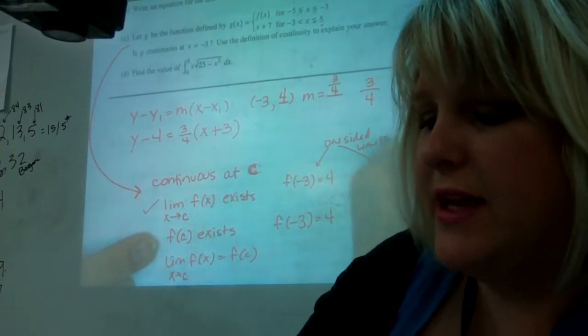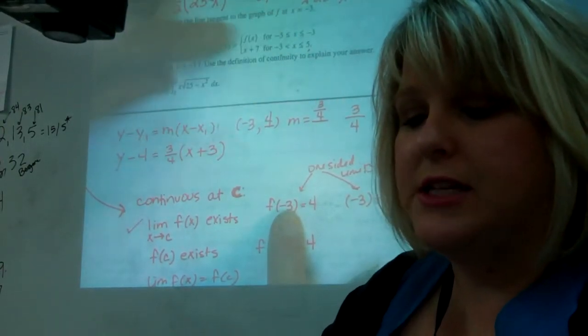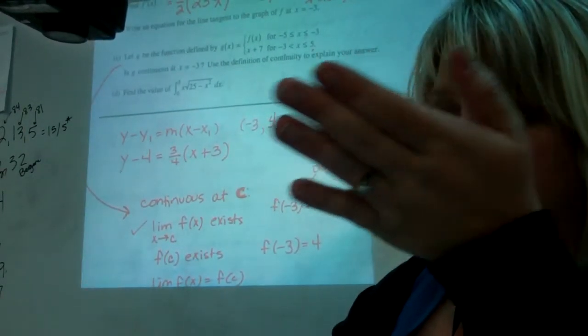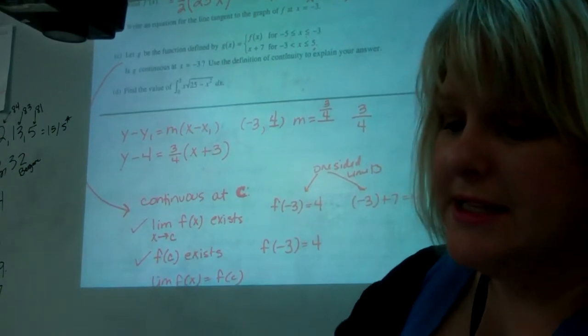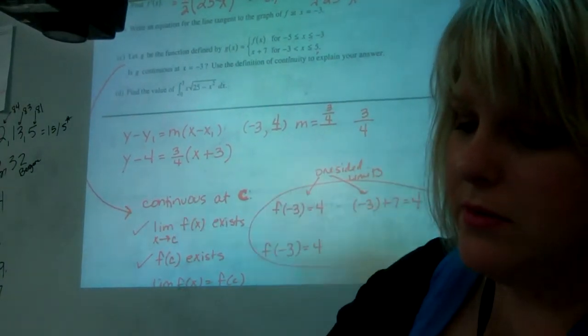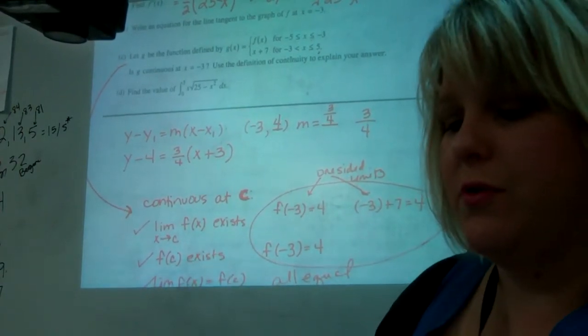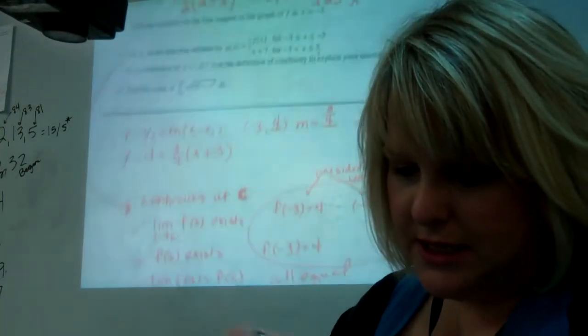Because this would be the limit at -3 from the left, because this piece applies for everything from -3 to the left. And then this is to the right. And the function exists there. And since all of these were equal, this is true also. So it is continuous.